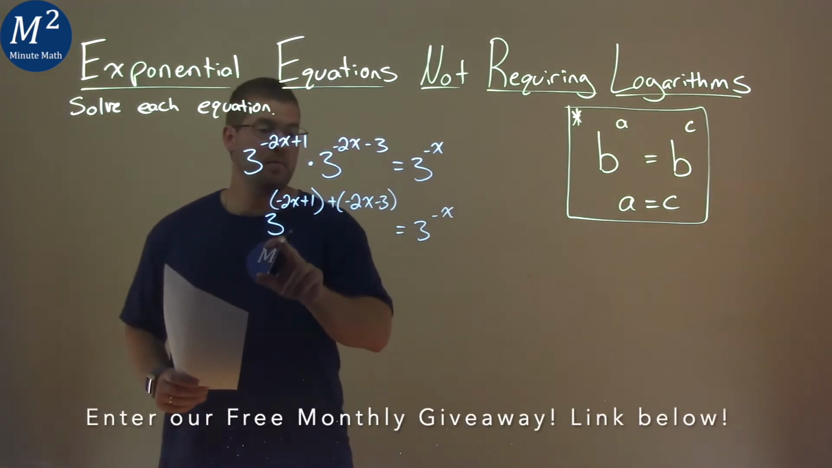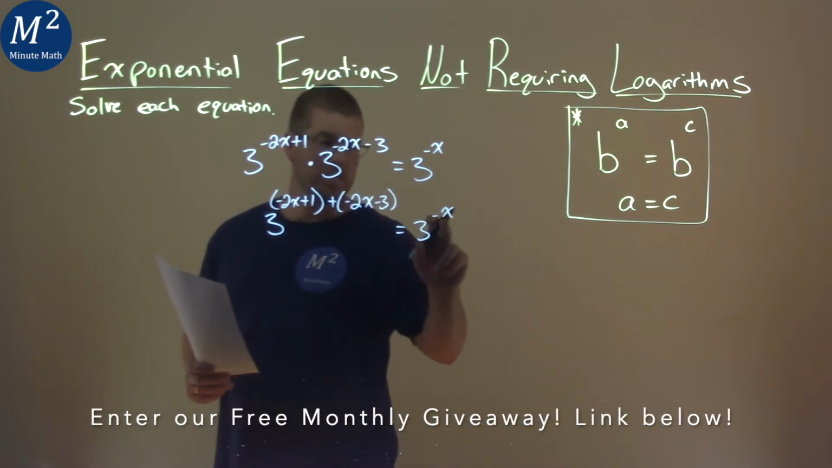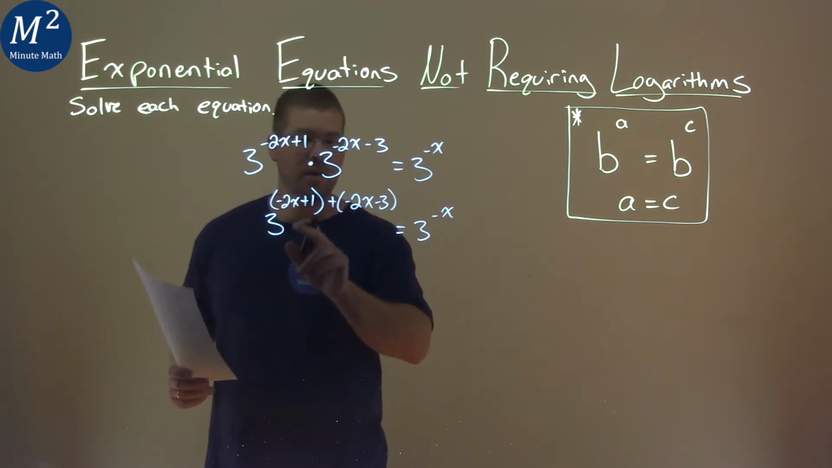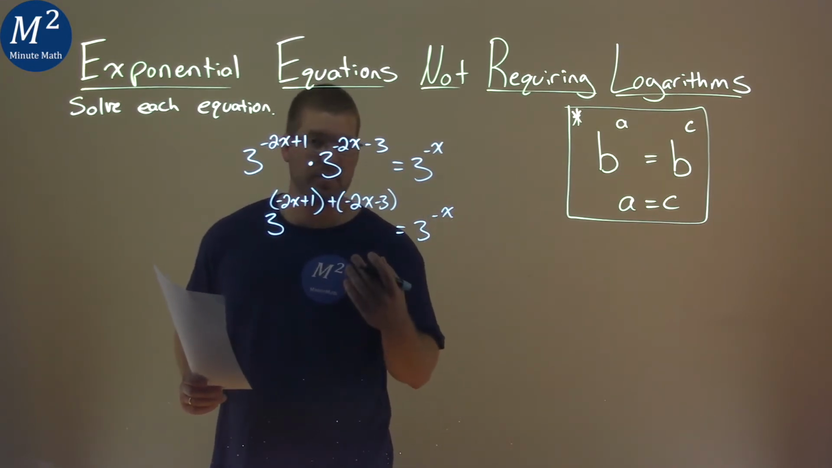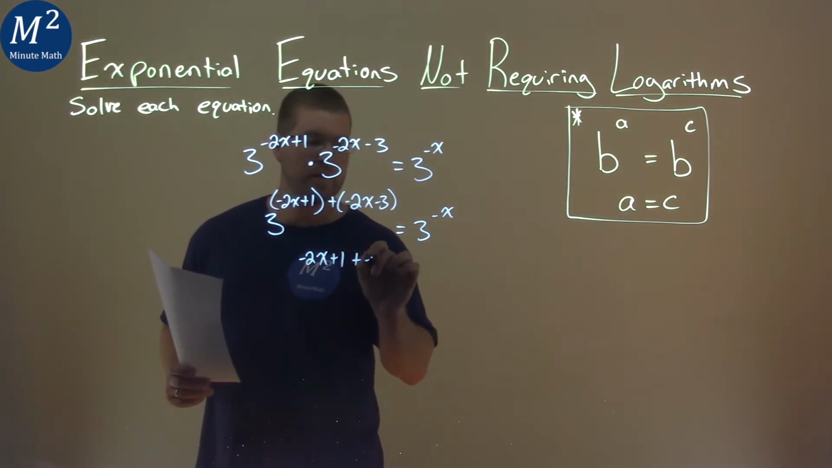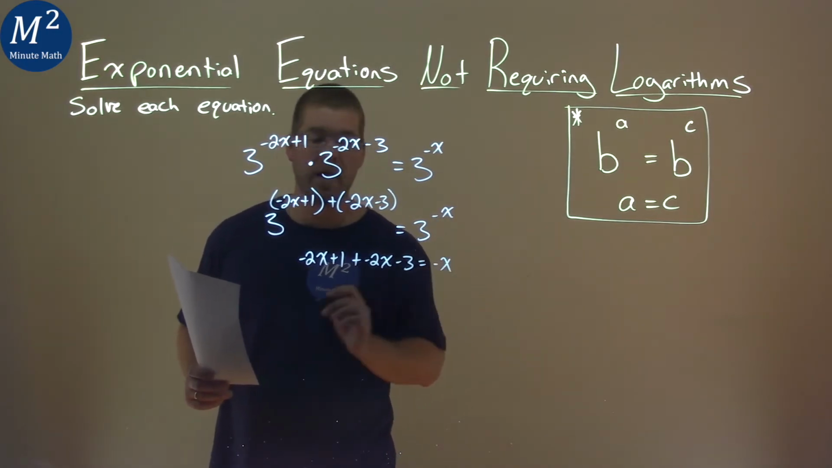Now we have the same base to a crazy exponent here, but it's equal to the same base of 3 to a negative x power for the exponent. When we have that with the same base, we can just set the exponents equal to each other. So negative 2x plus 1 plus negative 2x minus 3 is now equal to negative x.